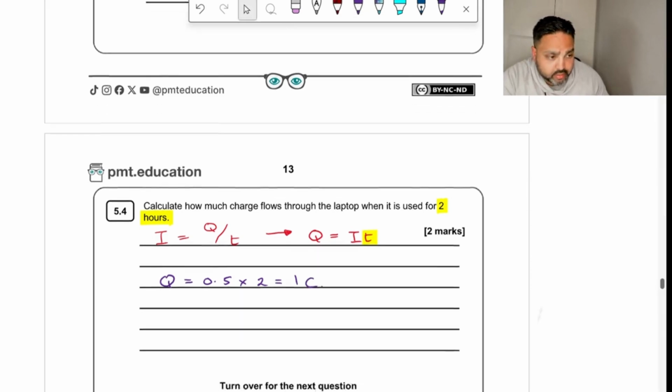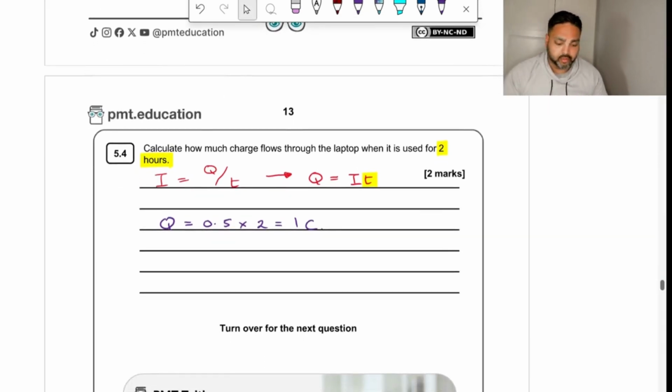Is that correct, boys and girls? Have I done the right thing? I've looked at the current and I've looked at the time and I've just multiplied them together. Have I done the right thing? Someone tell me in the chat. Have I, Callum? Think about it. Do I need to do it in minutes? There's a couple of people that are asking.